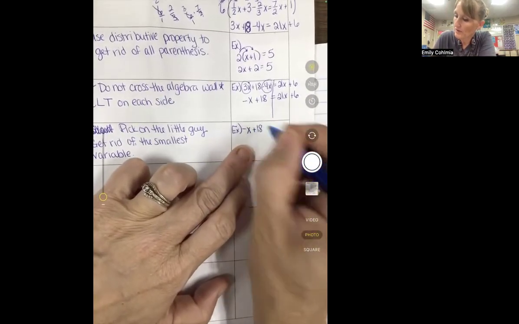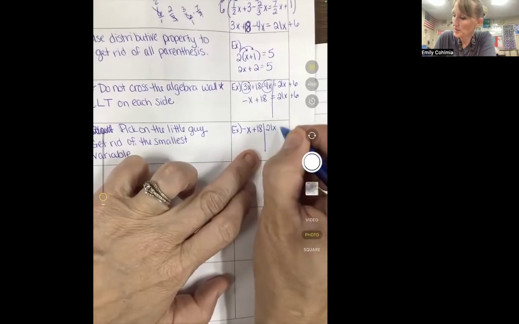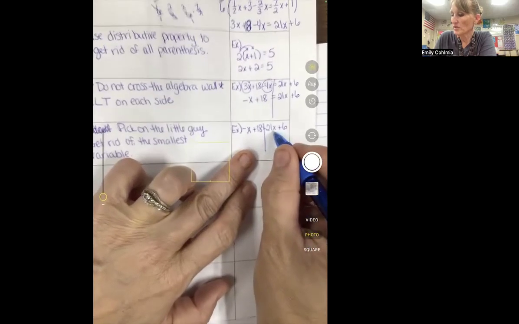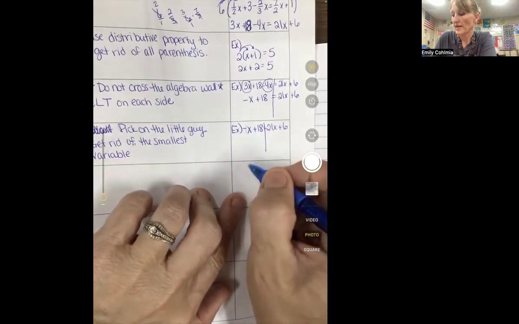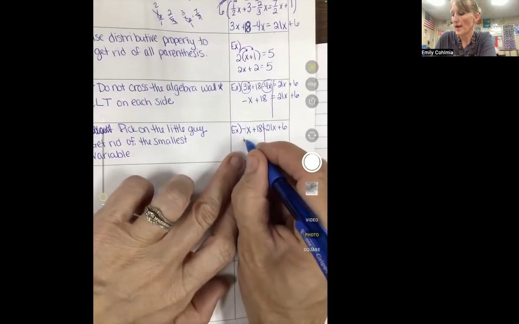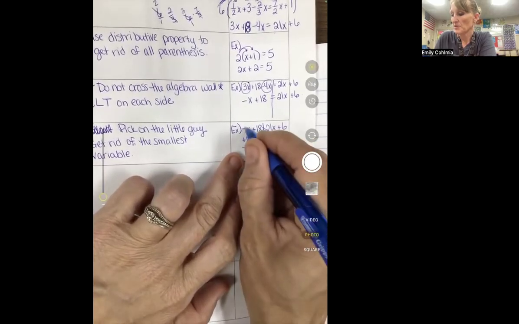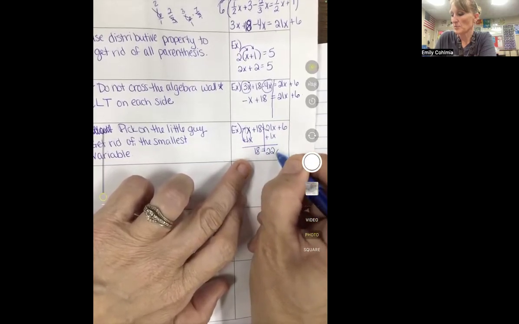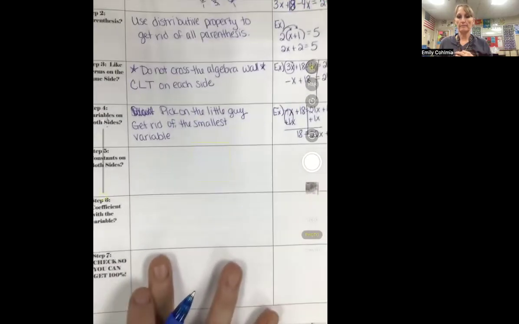So we have negative x plus 18 and 21x plus 6. So -1 is smaller than 21x. So this is the little guy, so we're going to get rid of the little guy. If we have negative, that's a 1x, right? So if we have -1x, we're going to add 1x to get rid of it. And this becomes a 0 over here. We have 18 left, and we have 22x plus 6 on this side. So we got rid of the little guy.